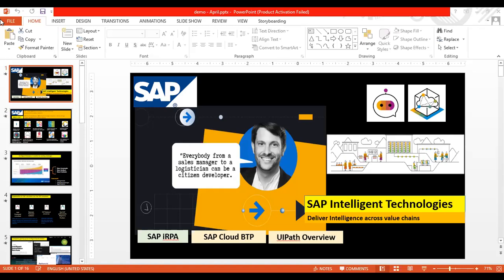It is based on SAP robotics, which you can call RPA, robotic process automation, SAP BTP, this Business Technology Platform, which is a prominent platform of SAP cloud platform, you can say. And we will also give you an overview of UiPath. So it's a combination of all three units, but mainly focusing on SAP RPA, that is the robotic process automation platform.